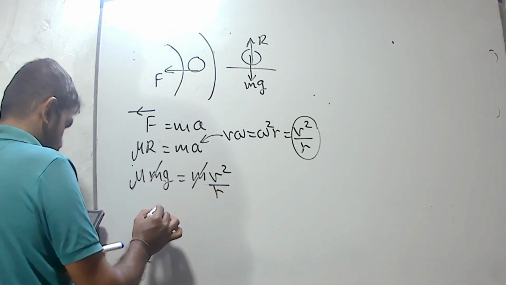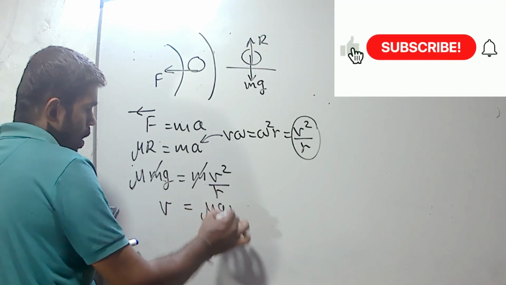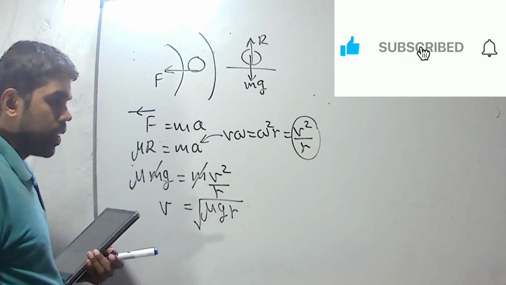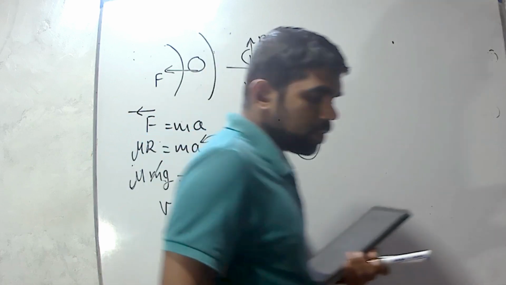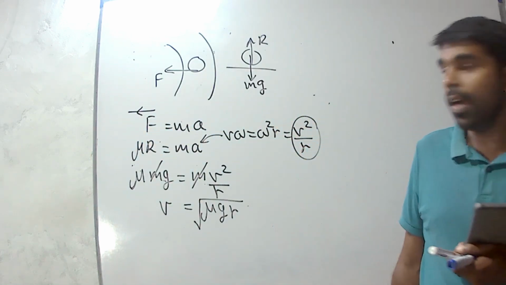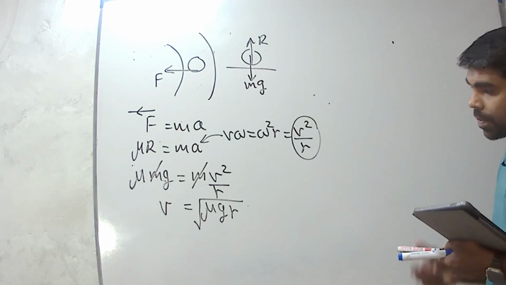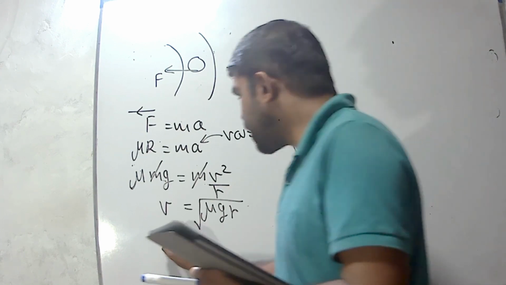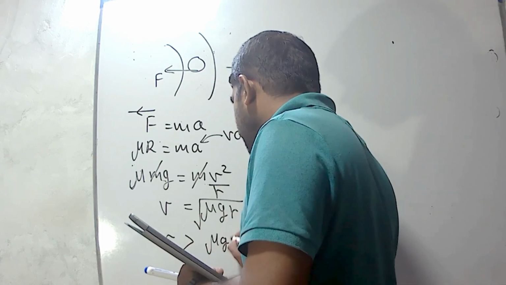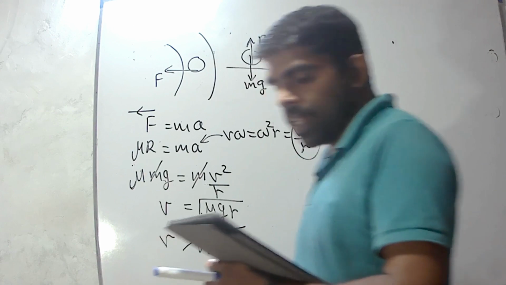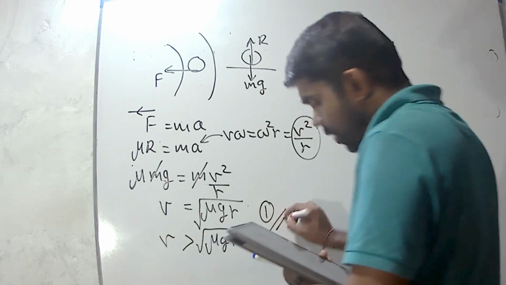Then the v value is root of mu g r. This one is the maximum velocity for the car to avoid skidding. But if v is greater than this value, root of mu g r, the car will skid. Then we can obtain that the first one is the correct answer.